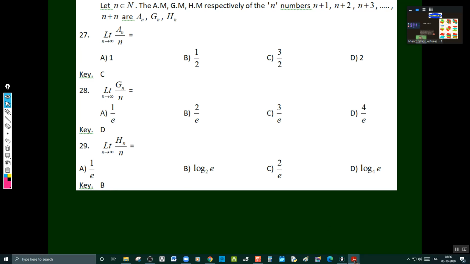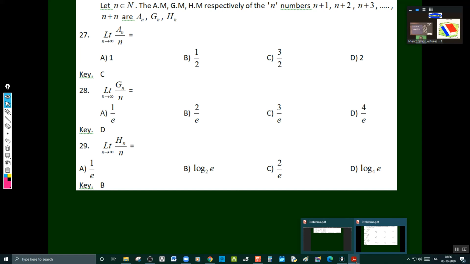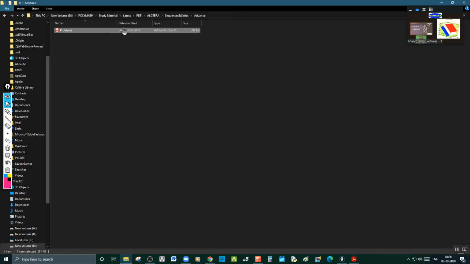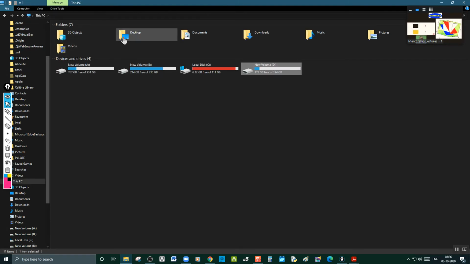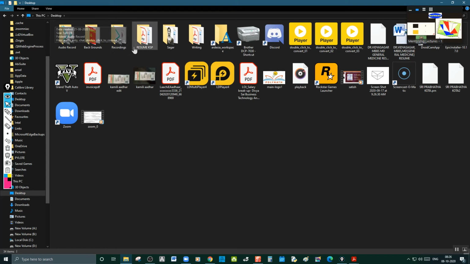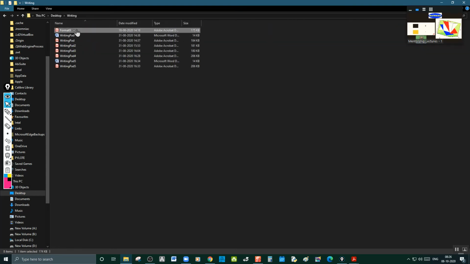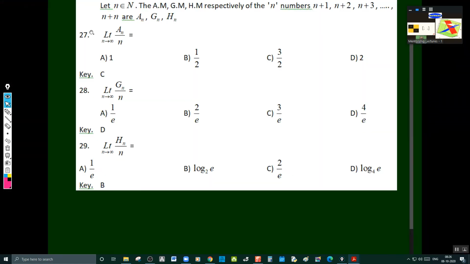I have taken up this because it covers all the three means. What are the means? Arithmetic mean, geometric mean, harmonic mean. All the 3 means it covers. That is why I have taken it up.